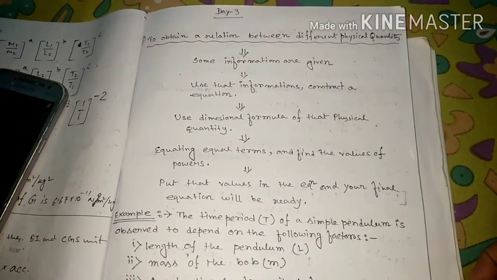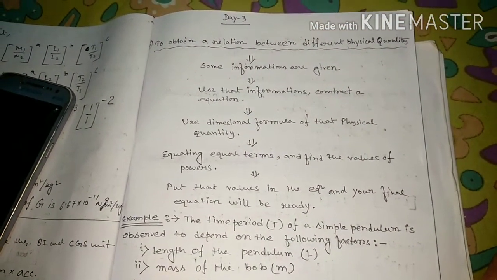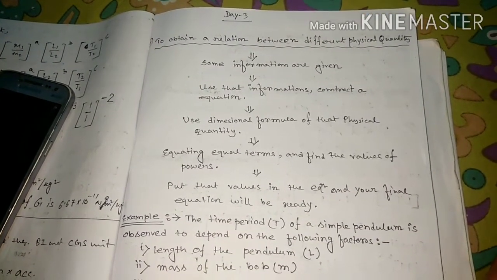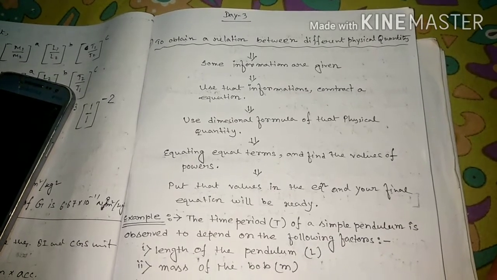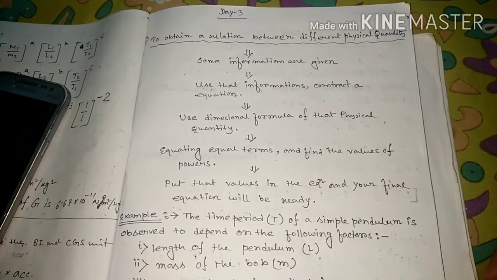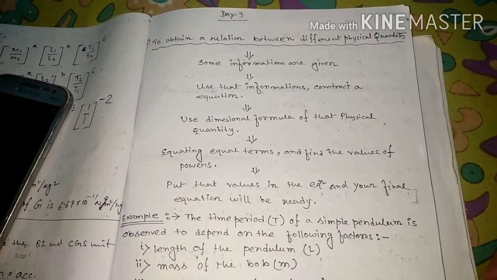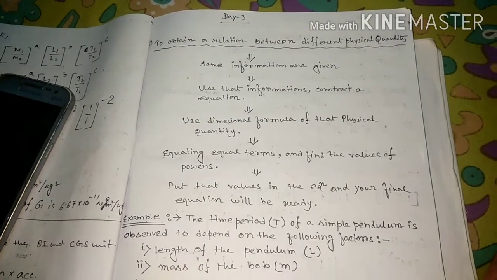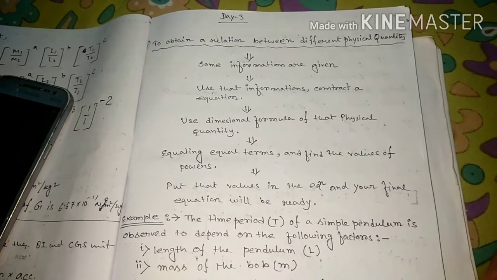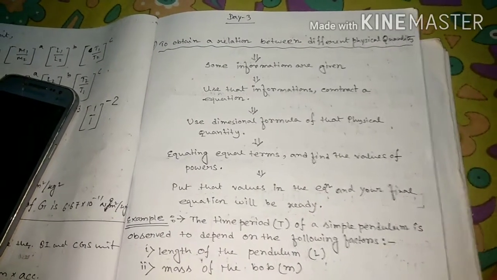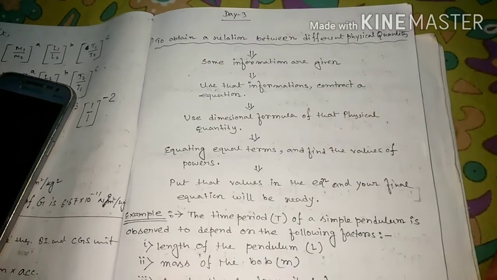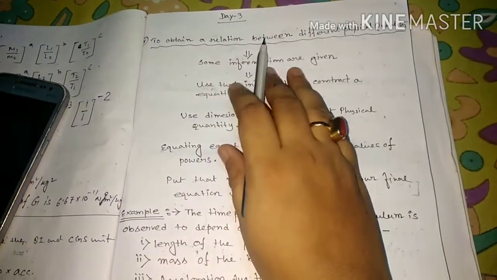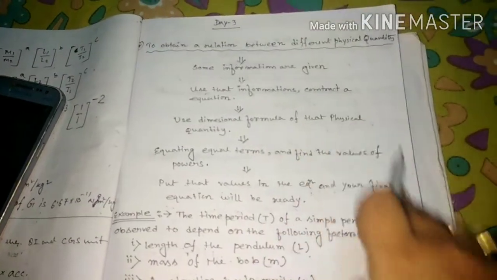Okay, so dear student, in this class we discuss the next application of the dimensional analysis formula. In the last class we discussed the first application, that is to convert one system of unit to another system of unit, and some examples related to that application. Today we discuss the second and third application. The second application is to obtain a relation between different physical quantities.